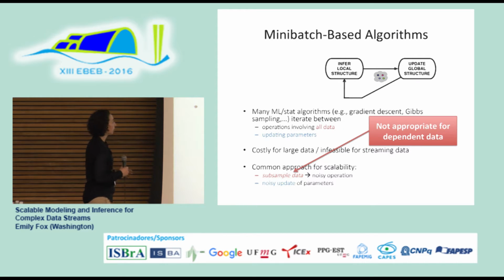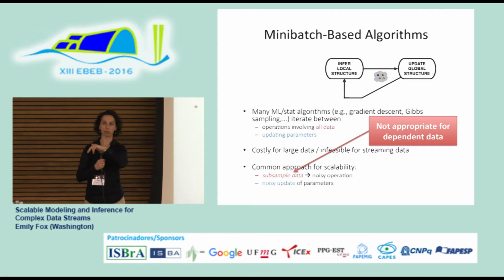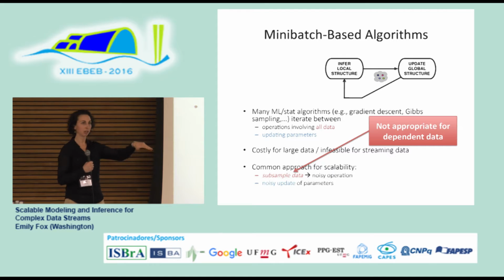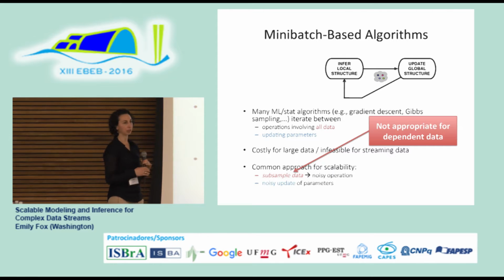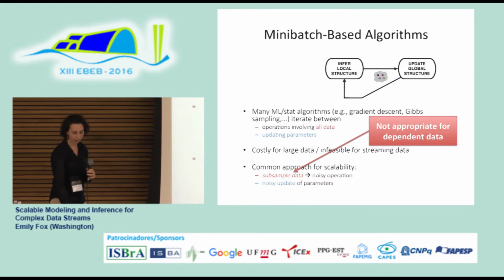I want to emphasize that a lot of machine learning and statistics algorithms have the structure where there's some step where you touch every observation in your data set. Often that's called a local step. And then some step where you do an update of your parameters, often called a global step. And you iterate back and forth between these steps. So clearly, if you have large data, this is really computationally intensive. And it's just infeasible if you have streaming data.